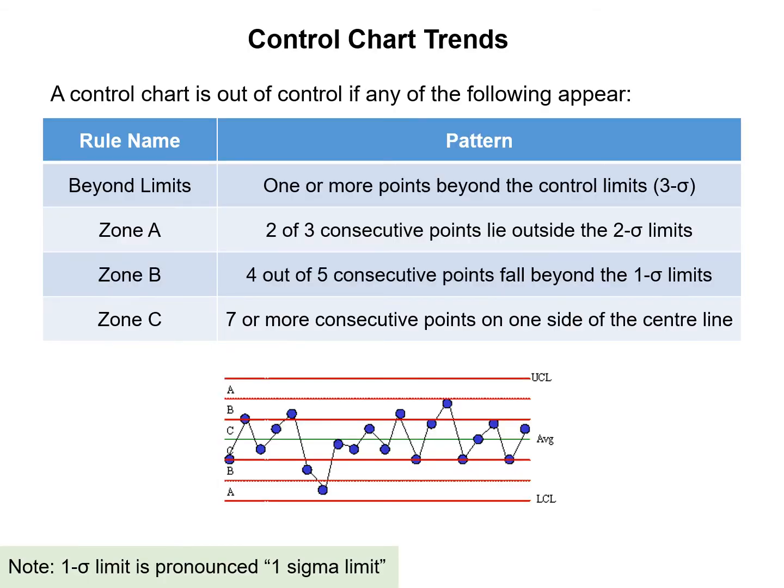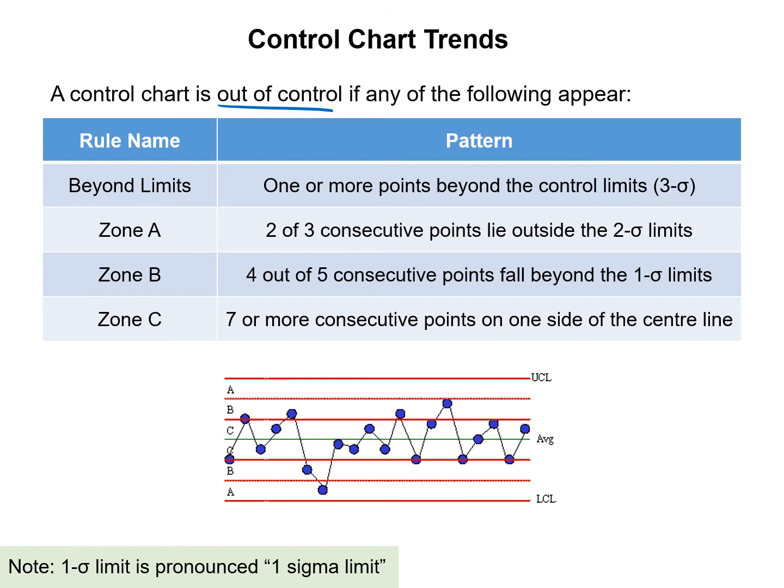So let's go one step further and talk about control chart trends, which are rules we can use to figure out if something is out of control. So there are 4 of them. The first one is called beyond limits. If one or more of our points are beyond 3 sigma, then we definitely have it out of control. This is the easiest one to use.